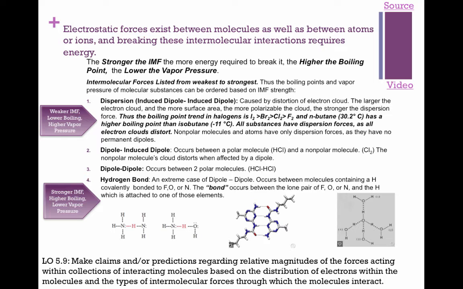But if one of the chlorines comes close to one of the chlorines within the Cl2, the electrons are going to repel all of the electrons on the Cl within HCl. And it's going to create what's called an induced dipole. That's dipole-induced dipole. I don't think it's going to talk as much about dipole-induced dipole as just the dipole-dipole. So that's just between two polar molecules.